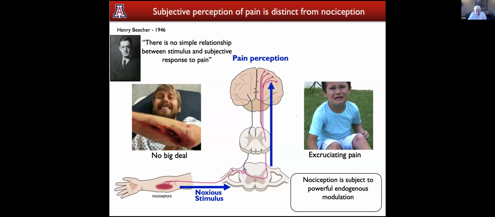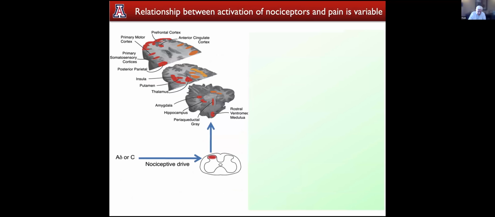So nociception then is subject to very powerful endogenous modulation. And it was these kinds of observations that led some of the fathers of our field, people like Pat Wall and Ron Melzack, to start to introduce the concept that nociceptive input could be processed, could be modulated at the level of the spinal cord, so that the output of the spinal cord that reached the brain that resulted in the perception of pain was already under some form of control.